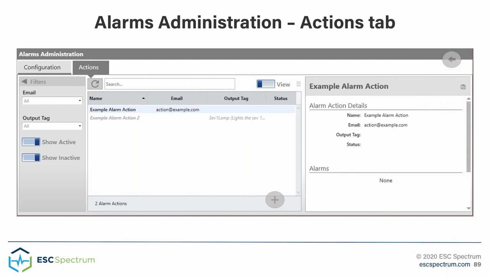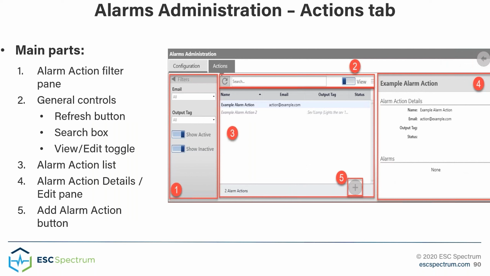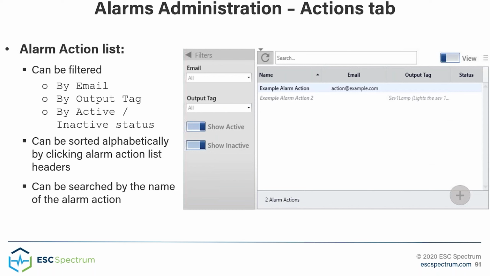So if you get in here, this is what you'll see in the Action tab. On the left-hand side, same format that we've been doing, you have the filters, and then you have the listings of all the different alarm actions. You can search. There's the view and the edit, and then on the right-hand side, you have the details on whatever alarm action you have selected. You can filter by email, the output tag, whether it's active or inactive. They can be sorted alphabetically, and you can even search using a search bar.